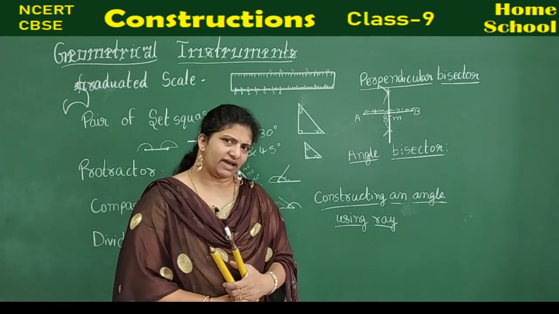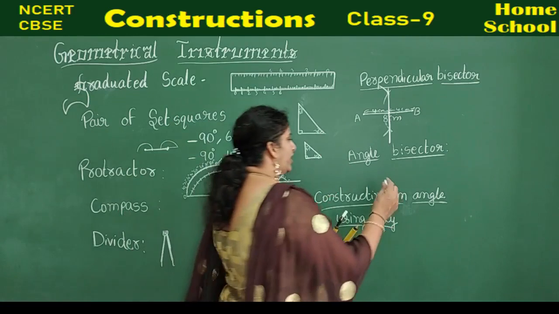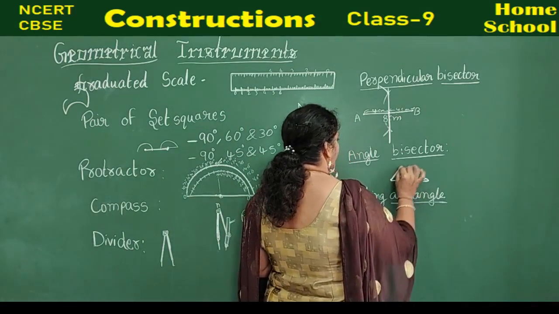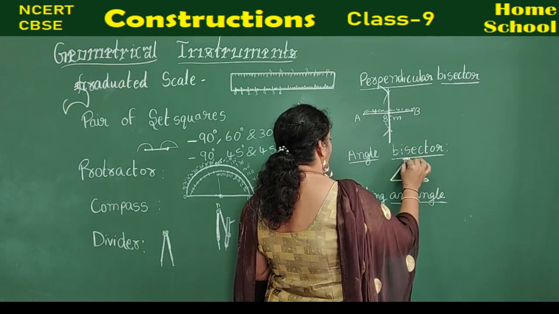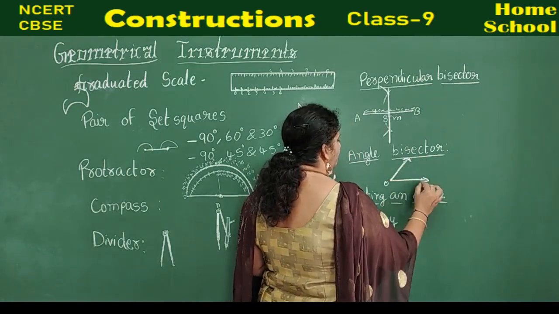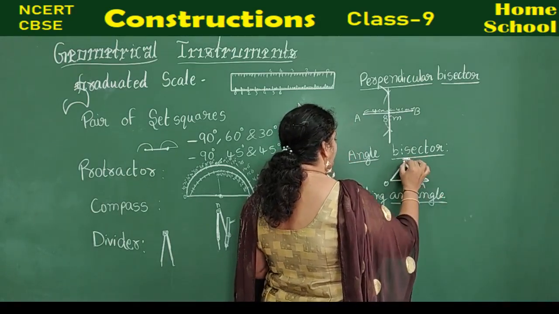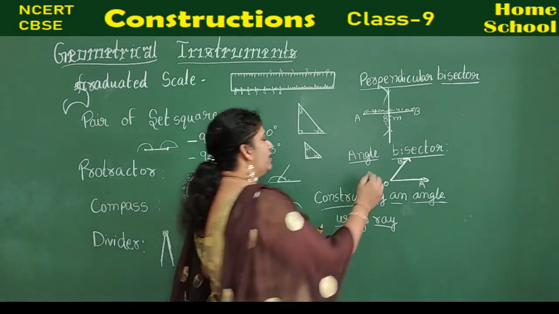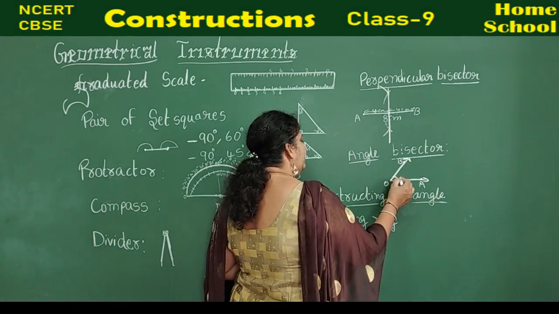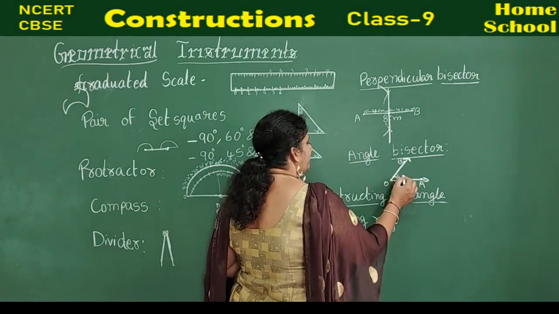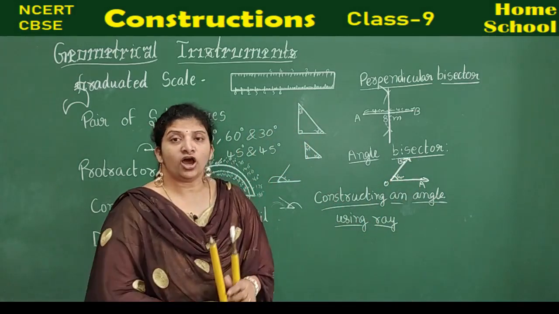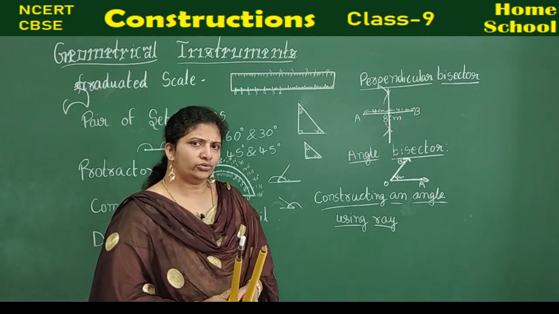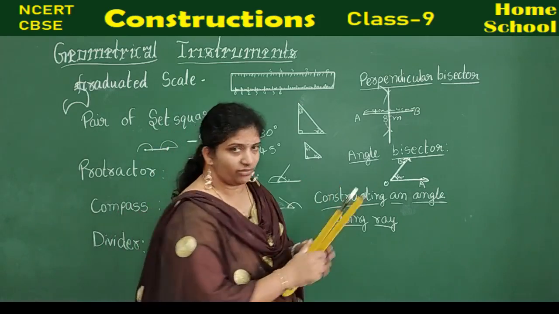How to construct an angle bisector? Let me draw an angle here. AOB. AOB has an angle of 40 degrees. Draw the angle bisector, I say. What are you going to do? You can take any measurement.